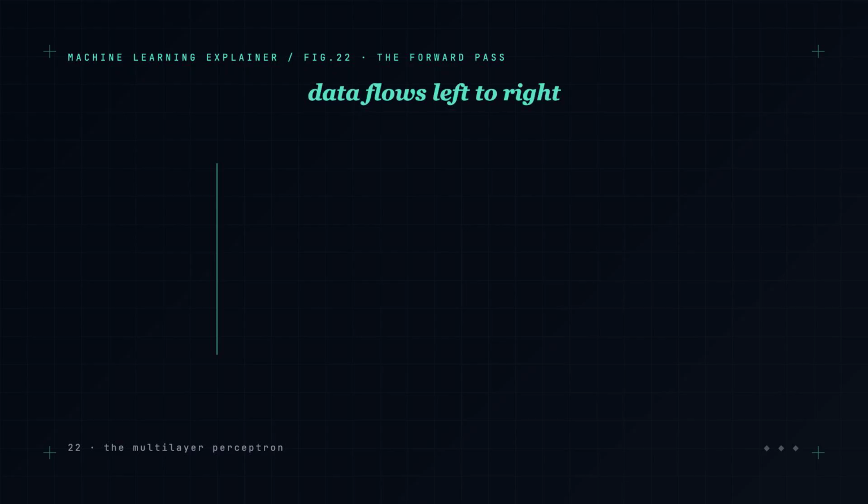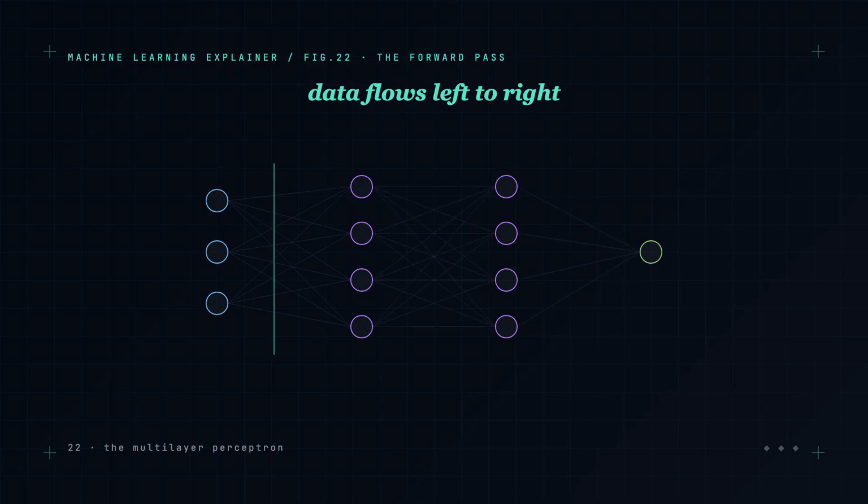Making a prediction is just a forward pass. The input vector flows into the first layer, which produces a new vector, which flows into the next and the next, until the final layer emits the answer. At each step, it's the same operation we've seen all series. Multiply by a weight matrix, add a bias, apply an activation, repeat.